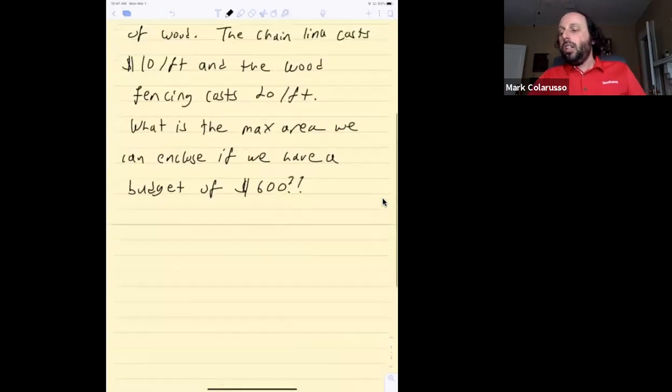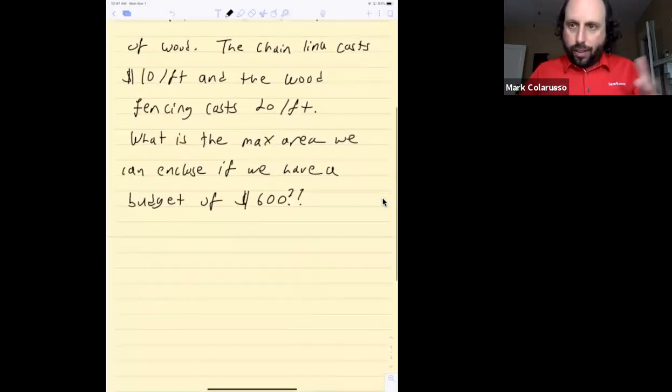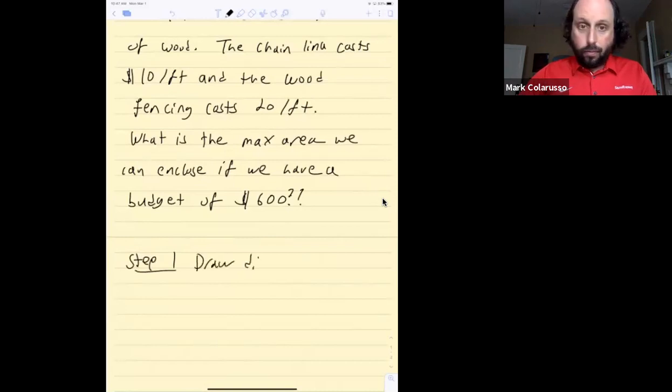Okay, so again, we're going to follow our 4 or 5 step program, depending on what we need to solve for at the end. I think we can do this in 4 steps. We need to begin by drawing a diagram and introducing variables, as always.